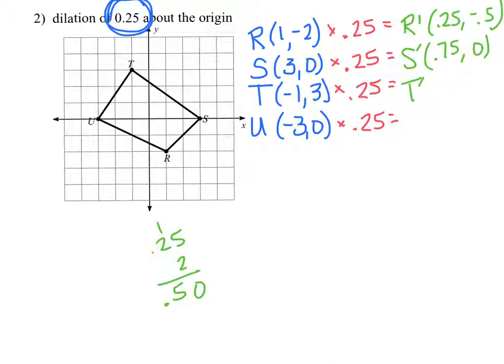T prime would be negative 1 times 0.25, which would be negative 0.25, and 3 times 0.25, which is 0.75, and U prime, which would be negative 3 times 0.25, which is negative 0.75, and 0 times 0.25, which is 0. So these would be the 4 coordinates of the new image, and if you were to graph them, you'd have a small similar shape to what you have there. It'd just be reduced in size. But we don't have to graph it. You can if you want.